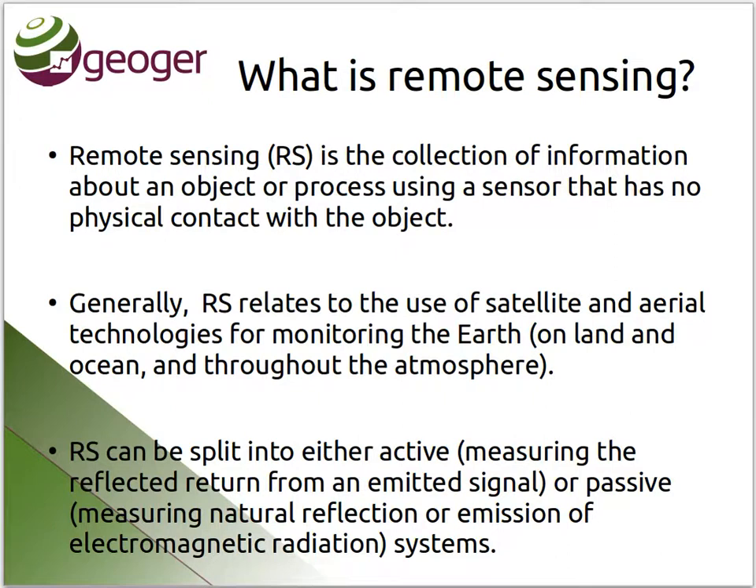Remotely sensed systems can be split into either active or passive systems. Active ones measure the reflected return of a signal emitted from the system, whilst passive ones measure the natural reflection or emission of electromagnetic radiation, for instance, the reflection of sunlight.